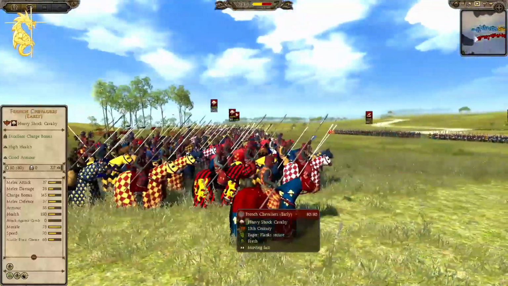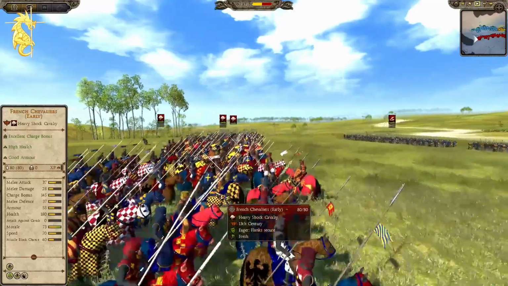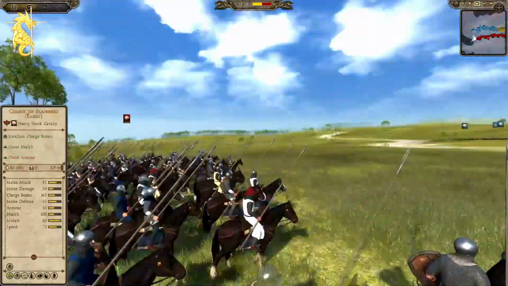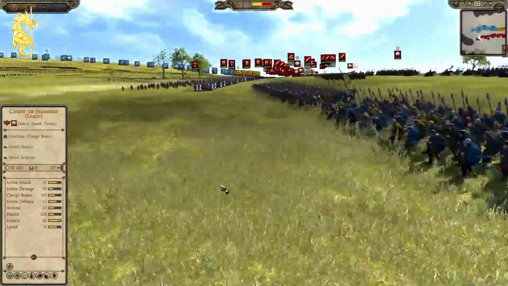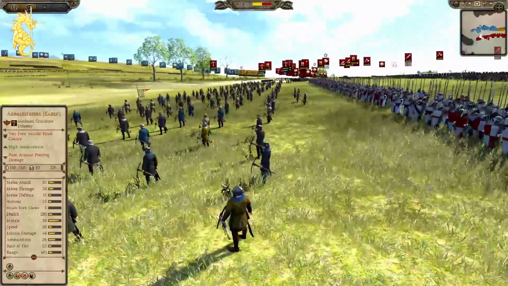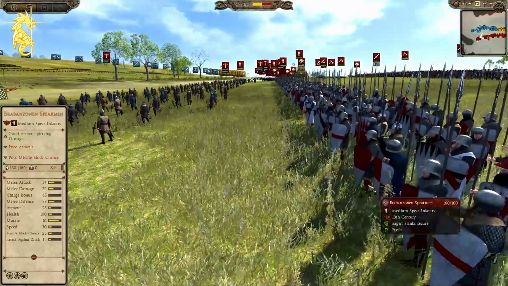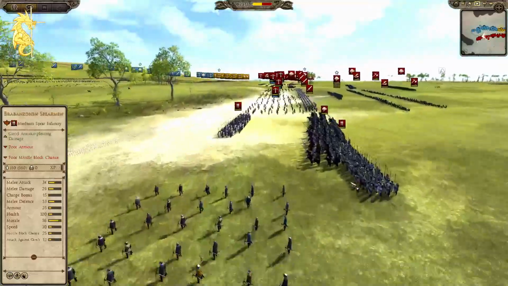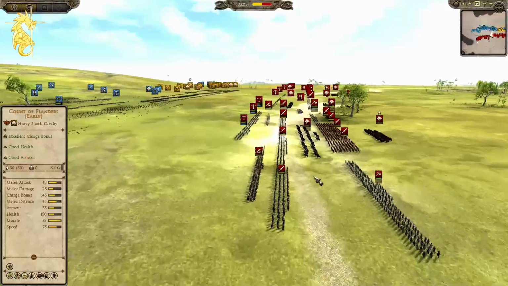So if you don't know, we are playing, or watching, the Attila mod 1212 AD, and man, it just looks fantastic. Every time I look at this mod, I'm like, gosh, this is just so beautiful. Just the kind of attention to detail that went into the factions and the armor. It's phenomenal.